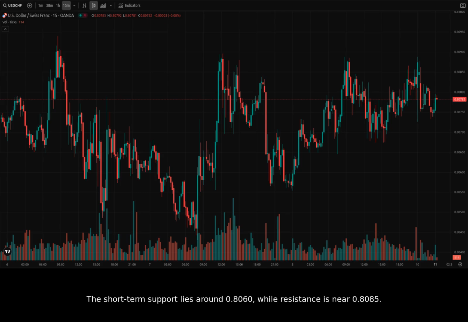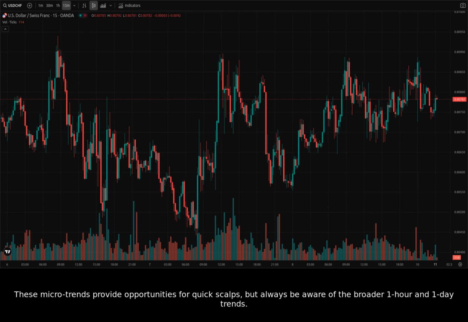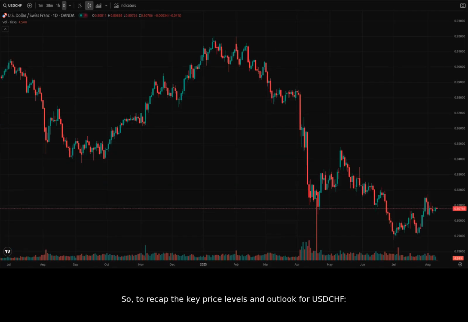The short-term support lies around 0.8060, while resistance is near 0.8085. These microtrends provide opportunities for quick scalps, but always be aware of the broader one-hour and one-day trends. So, to recap the key price levels and outlook for USDCHF.